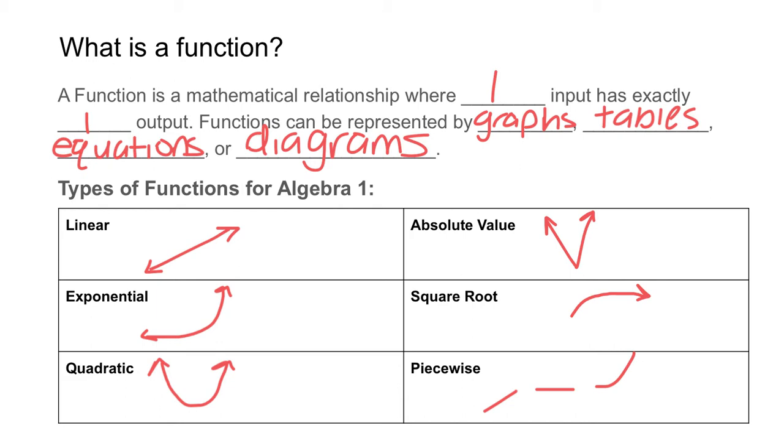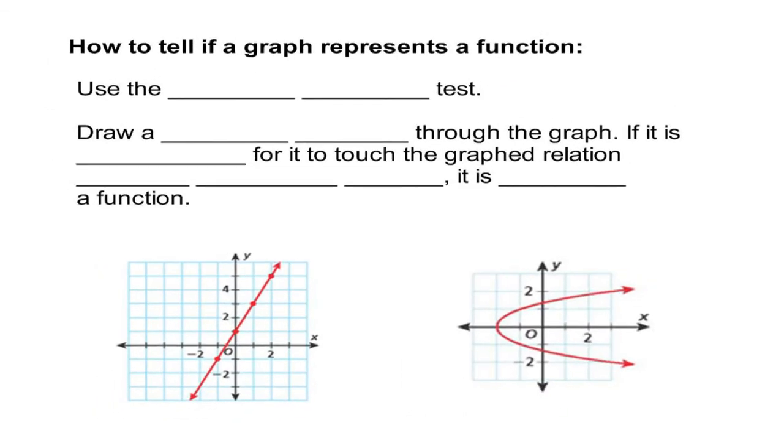All right, so let's look at what we want to be able to tell about functions. We need to be able to tell if something is or is not a function. That's one of the standards for algebra. And you've done this in 8th grade, and we did this in foundations, and now we're doing this again for Algebra 1. So this should all be review for you for the most part. The way we look at a graph and tell if it is a function or not is by using the vertical line test.